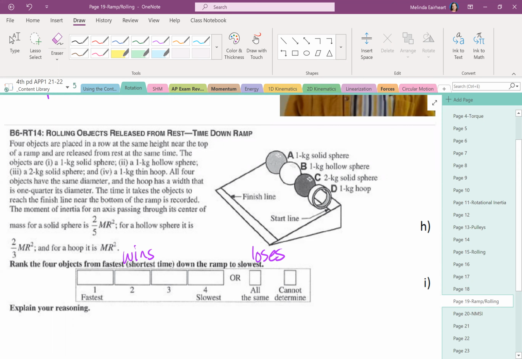Who's going to be the winner? We've got a solid sphere at 1 kilogram and a solid sphere at 2 kilograms. Does mass matter? No. And so A equals C, greater than B, greater than D. Hollow always loses. Okay. And in case you don't remember, I don't say always often, right? But hollow always loses.